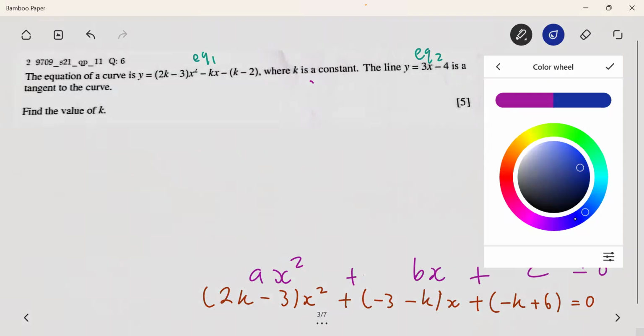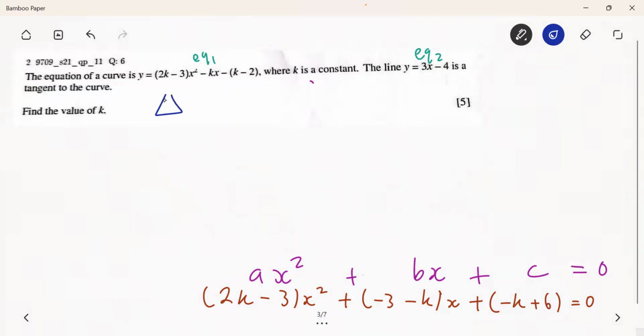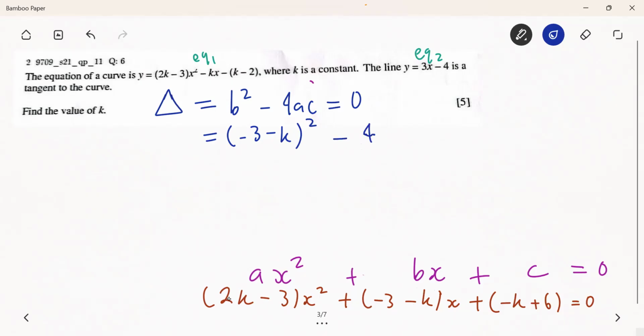Now I can apply my discriminant. For the tangent, the discriminant, which is b squared minus 4ac, is equal to 0. So what is our b value? Our b value is the coefficient of x, that's minus 3 minus k. The a value is the coefficient of x squared, it's 2k minus 3. And the c value is the constant, which is minus k plus c. All of this is equal to 0.